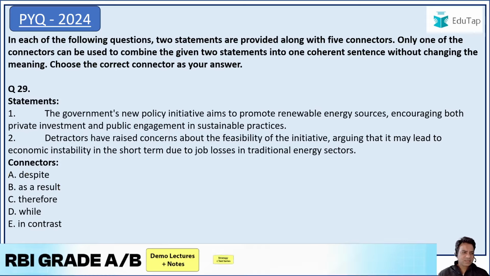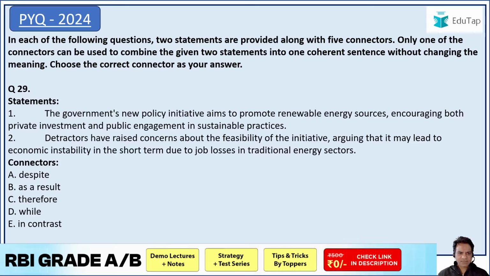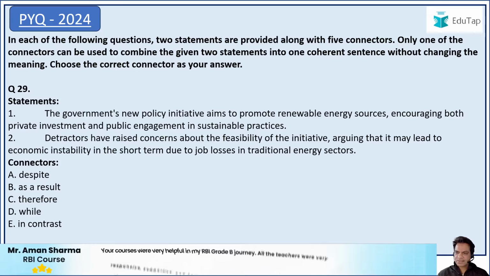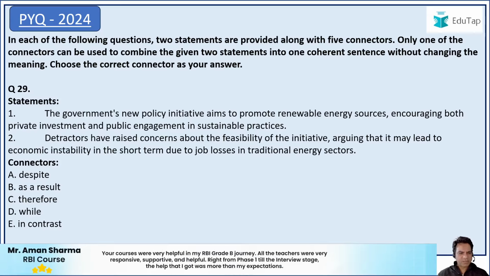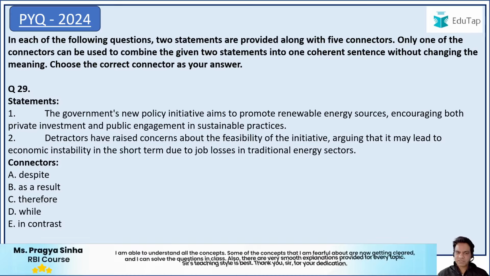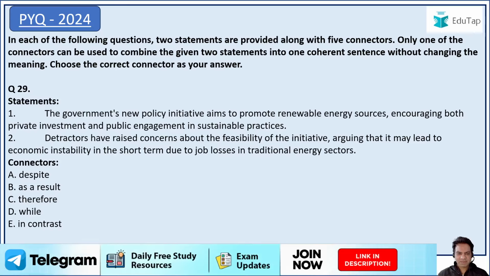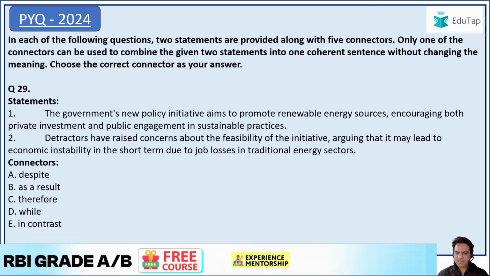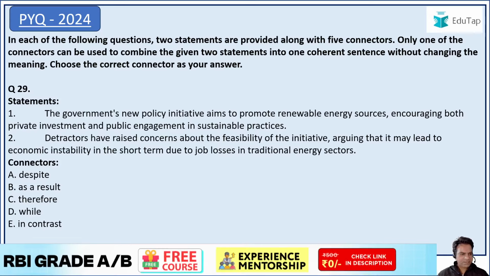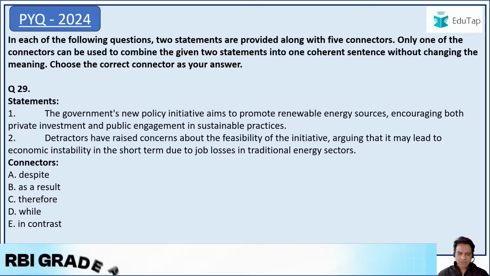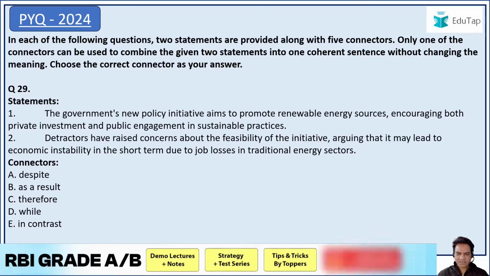Next question, guys. Let's read the statements. The government's new policy initiative aims to promote renewable energy sources, encouraging both private investment and public engagement in sustainable practices. Detractors have raised concerns about the feasibility of the initiative, arguing that it may lead to economic instability in the short term due to job losses in traditional energy sectors.